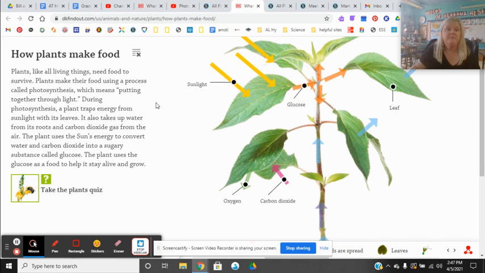Plants make their food using photosynthesis, and photosynthesis is when the plant traps energy from sunlight with its leaves. It also takes up water from its roots and carbon dioxide gas from the air. The plant uses the sun to convert water and carbon dioxide into a sugary substance, glucose, which is carbohydrates. It's so yummy. Why do carbohydrates have to be so good? And the plant uses this sugar, the carbohydrate, the glucose, as a food to help it stay alive and grow.